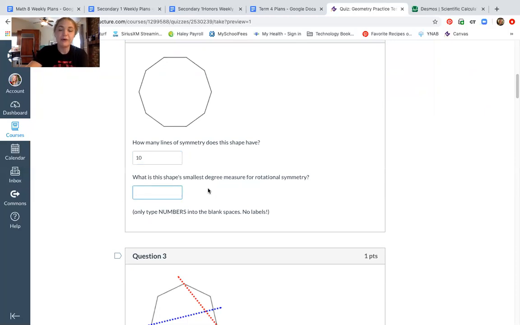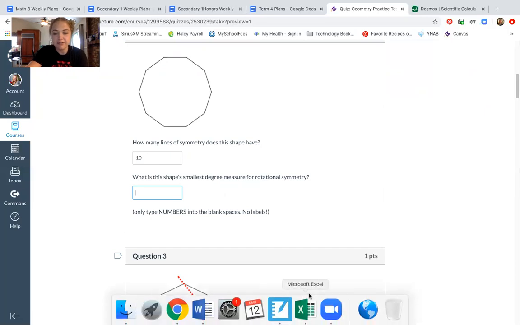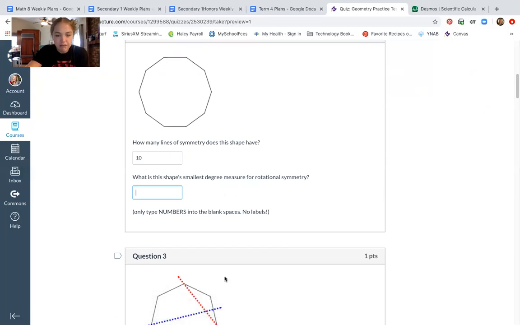Now the next one, what is the shape's smallest degree measure for rotational symmetry? The way that we found that was we started off by doing 360 degrees, which would be a full circle. So 360 degrees takes you in an entire circle, which obviously is good rotational symmetry.